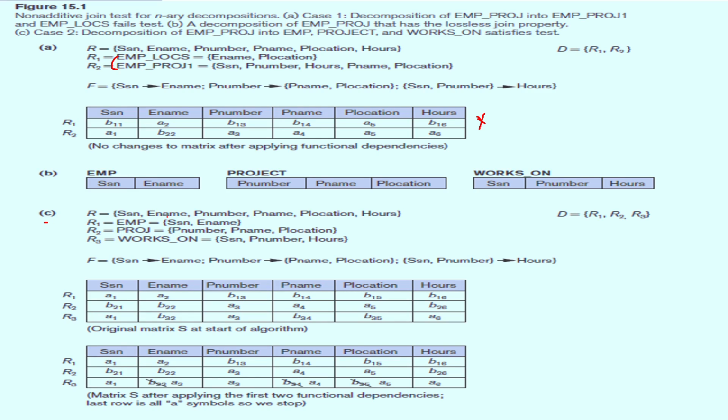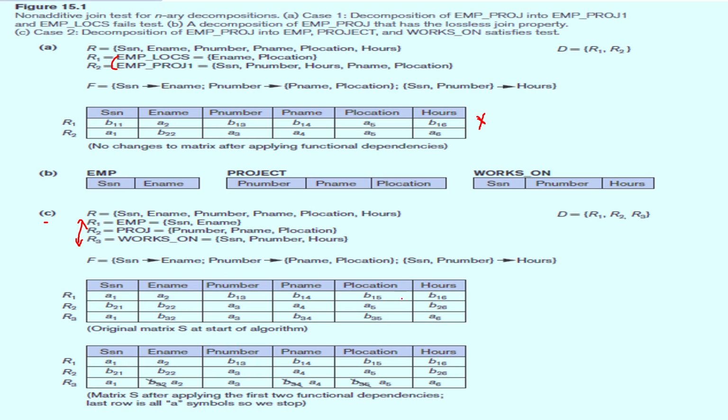In the same way, I have taken one more example. The same relation has SSN, E name, P number, P name, P location and hours. Instead of decomposing it into 2 relations, I decomposed that relation into 3: R1, R2, R3. So D contains R1, R2, R3 as the sub relations which are decomposed, and the functional dependencies are seen here. Now I want to check whether the non-additive or lossless join property is preserved or not for this particular decomposition. Same procedure.